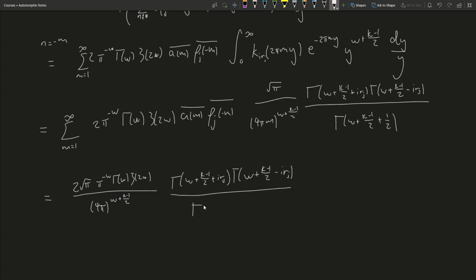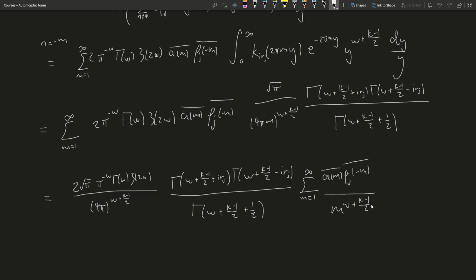over gamma of w plus k minus 1 over 2 plus 1/2, and then we get this Dirichlet series, sum m from 1 to infinity of a_m times rho j minus m, both conjugated, and in the denominator we have an m to the w plus k minus 1 over 2.